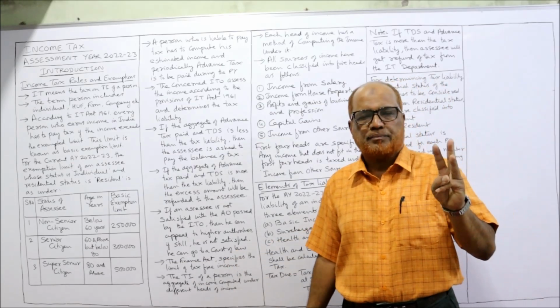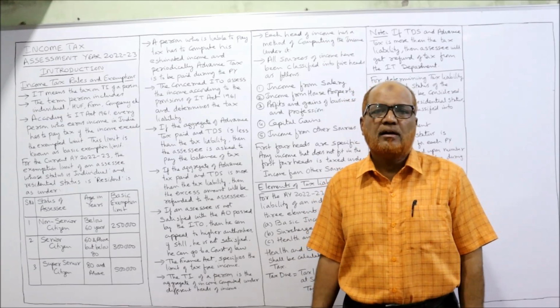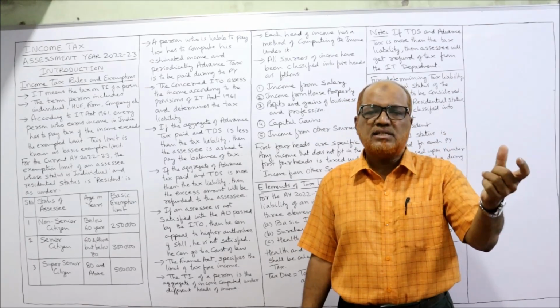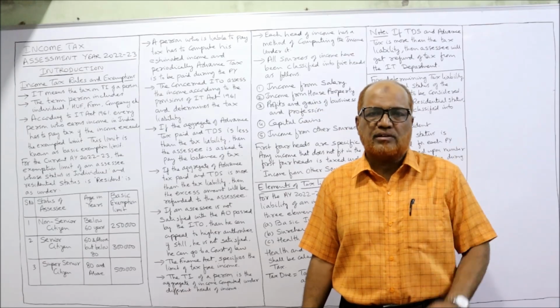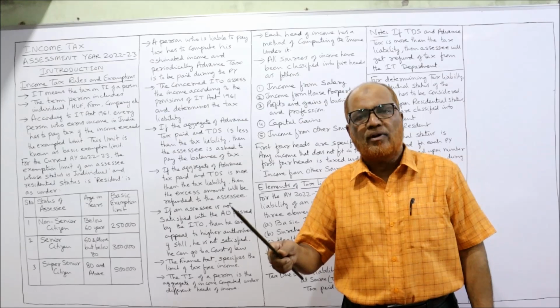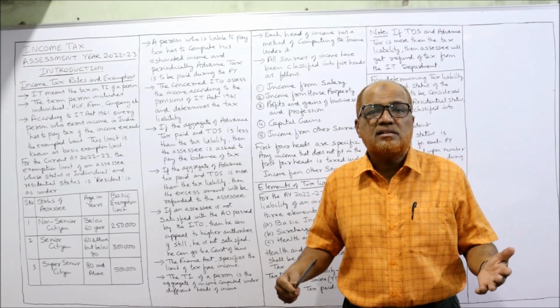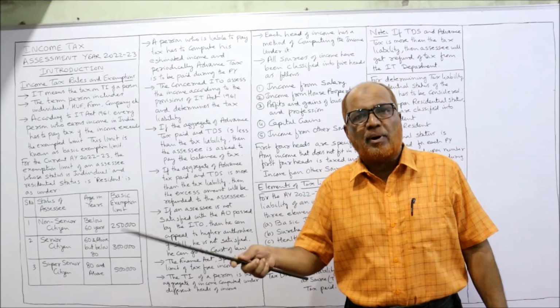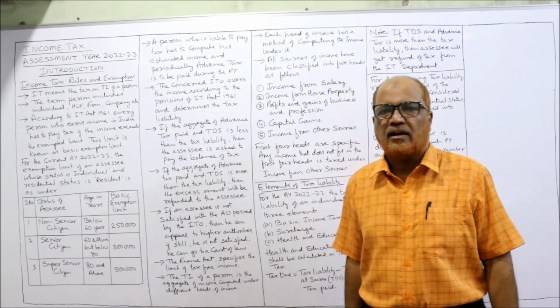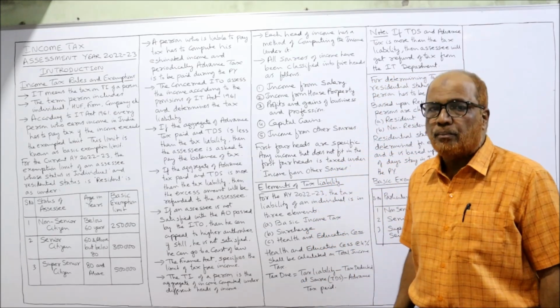So 3 you have to remember. 2,50,000, 3 lakh and 5 lakh. 2,50,000 for non-senior citizen whose age is below 60 years. 3 lakh for senior citizen who is 60 and above but below 80. And super senior citizen who is 80 years and above, the basic exemption limit is 5 lakh. You have to remember this, because these provisions we have to apply when we do the problems.